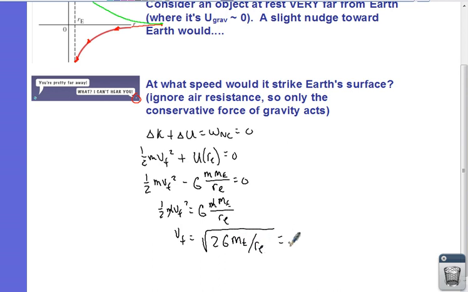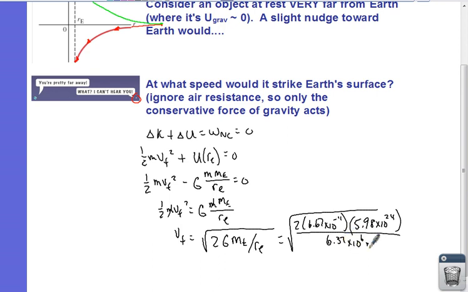Let's go ahead and plug in some of those numbers here. So for this one, we got 2 times 6.67 times 10 to the negative 11, mass of the Earth, using kilograms there, 5.98 times 10 to the 24th, and the radius of the Earth, by the time it gets all the way back to here, about 6.37 times 10 to the 6 meters from the center. And we would get for that speed something about 11,200-ish meters per second, or approximately 11.2 kilometers per second.